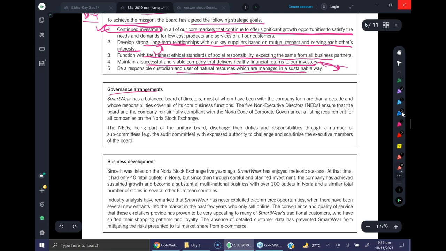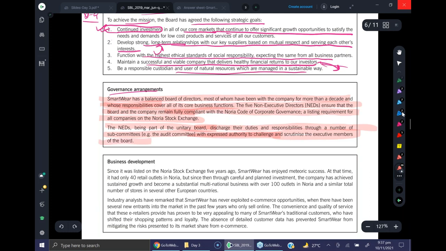Smartware has a balanced board of directors, most of whom have been with the company for more than a decade and whose responsibilities cover all of its core business functions. The five non-executive directors ensure that the board and the company remain fully compliant with Nordea Code of Corporate Governance, a listing requirement for all companies on the Nordea Stock Exchange. The NEDs, being part of a unitary board, discharge their duties and responsibilities through a number of subcommittees with the expressed authority to challenge and scrutinize the executive members of the board.